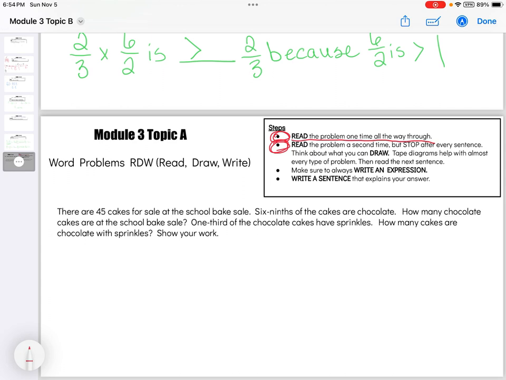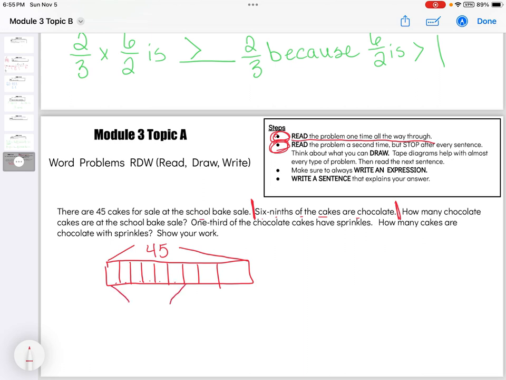So there are 45 cakes for sale at the school bake sale. I'm going to go ahead and stop right here. 45 cakes. Let's draw a tape diagram. Total is 45. Okay, 6/9 of the cakes are chocolate. All right, well, let's stop right there. So I'm going to have to cut this into ninths. I'm going to group 6 of them. 6. Here we go.